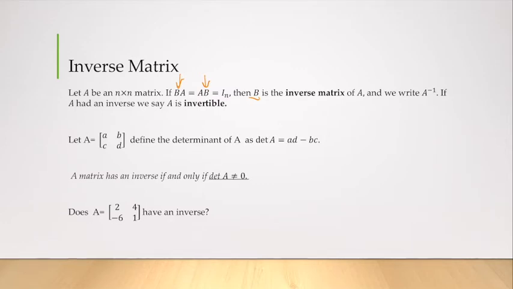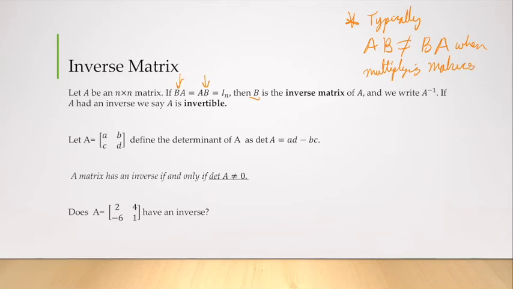First thing I want to point out, it's important to note that typically AB does not equal BA when multiplying matrices. Unlike regular multiplication, it's not commutative. Okay?